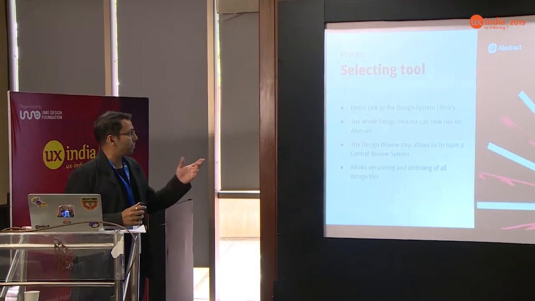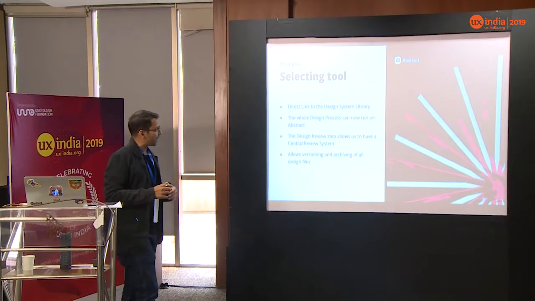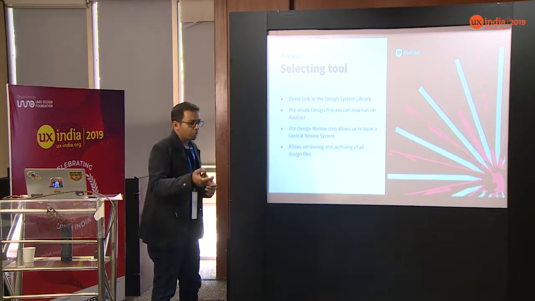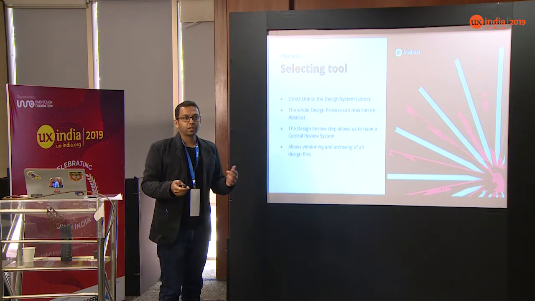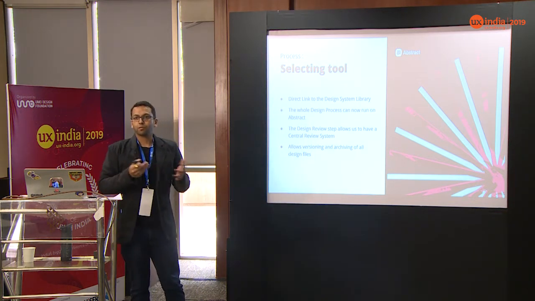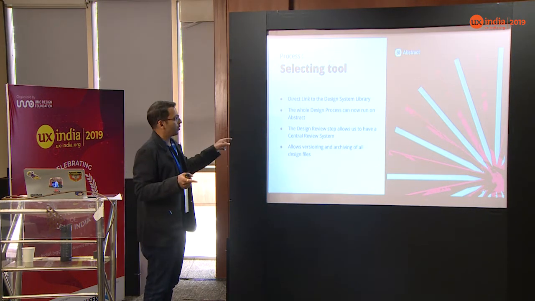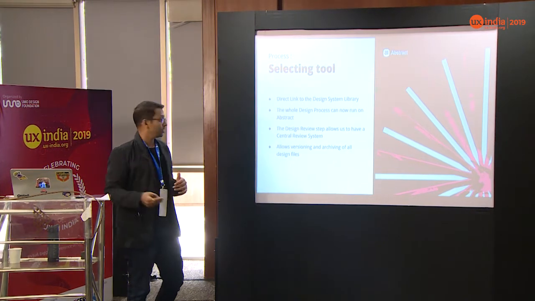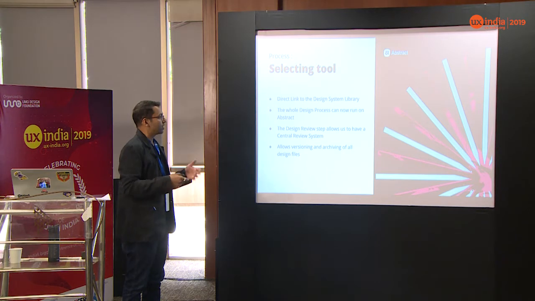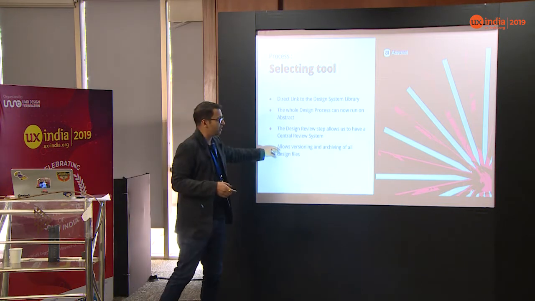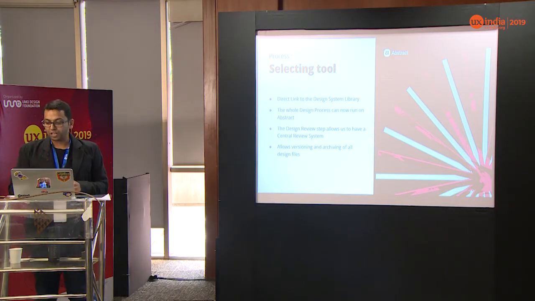So for the process, the tool was very important. We used Abstract for this. Some of the benefits of Abstract was that it gave a direct link to the design system library, right? It's built to help you do that. We have other ones like DSM of InVision and some of the other tools. Somehow Abstract worked out financially and for whatever we are doing. The whole design process could now run on Abstract, which helped us to have those checkpoints to measure. The design review steps allowed us to have a central review system, and allowed versioning and archiving of all design files. This was more tactical, not related to the design system, but because of this, we got Abstract on board.